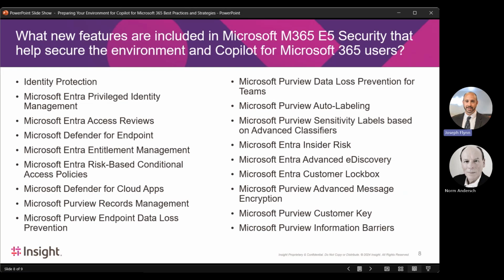Norm, some key things here is, I know one thing I talk about the most lately has to do with customer key. So bringing your own encryption key to the cloud. So you own the encryption piece. But what are other pieces here you find customers always asking about or talking about the most?